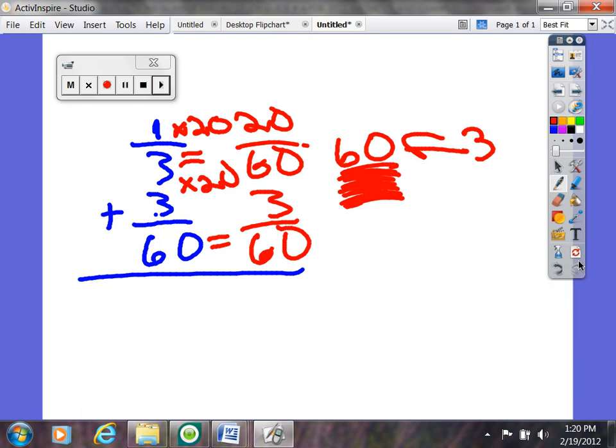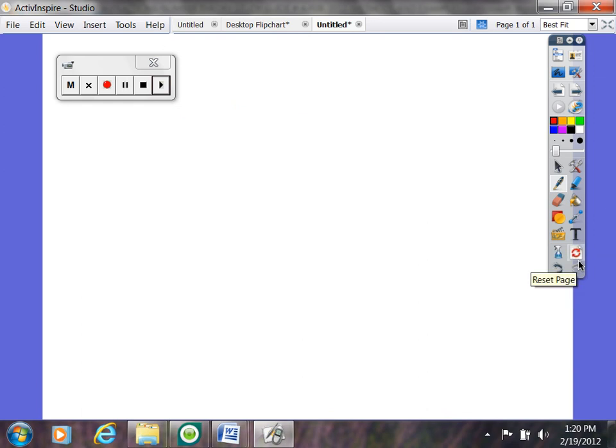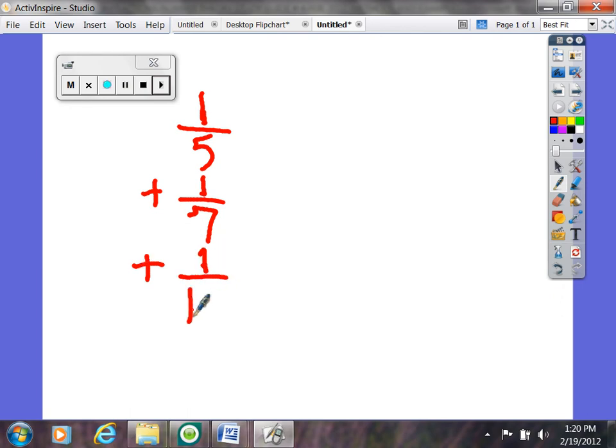All right, now let me put one with 3 numbers up here. 3 fractions. Let's say I've got 1/5, because there's going to be times when the students have this, plus 1/7 plus, let's see, 1/14.